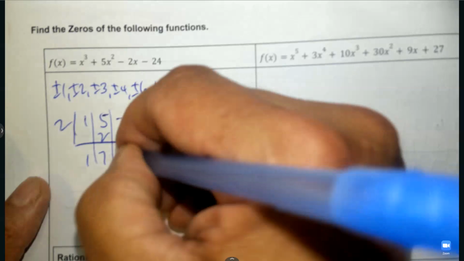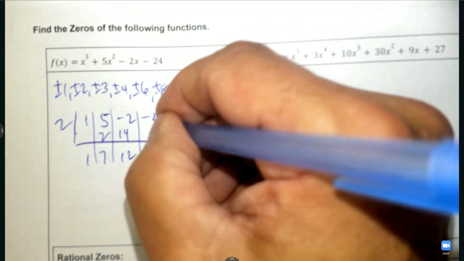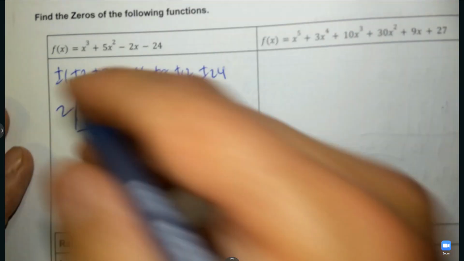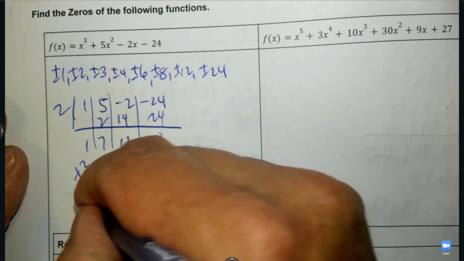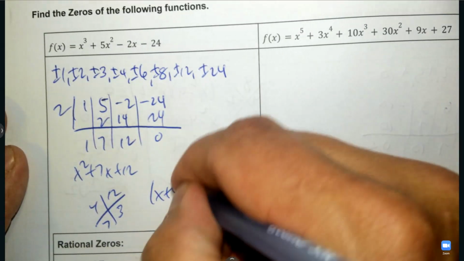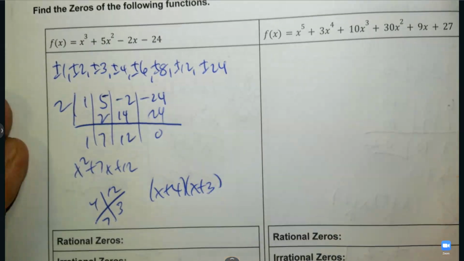And then as we add and multiply, it does give you 0 at the end. So that's 1x squared plus 7x plus 12. So if I factor that, that gives me 4 and 3. So I have x plus 4 and x plus 3.